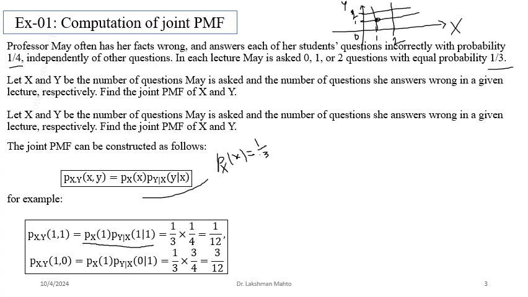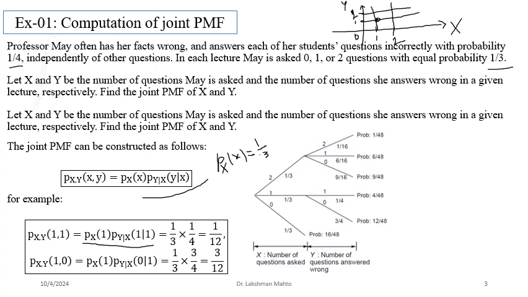Okay. Now, if you talk about the joint point 1, 0, that means that one question has been asked with probability 1/3. What is the probability that y equals 0? 0 wrong answer. That means correct. What is the probability of correct? That one is 3 by 4, so that's 1 by 3 into 3 by 4. So the probability of this joint point is 1 by 4. Likewise, you can compute all these here.